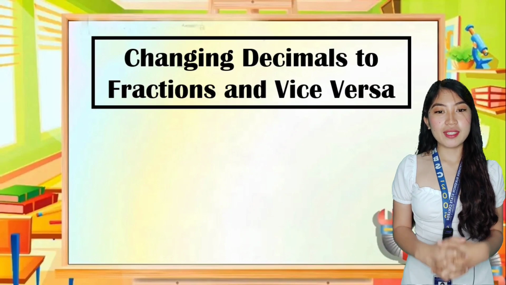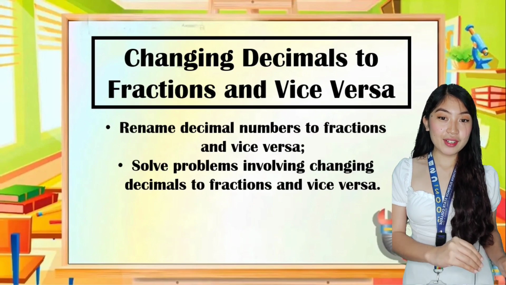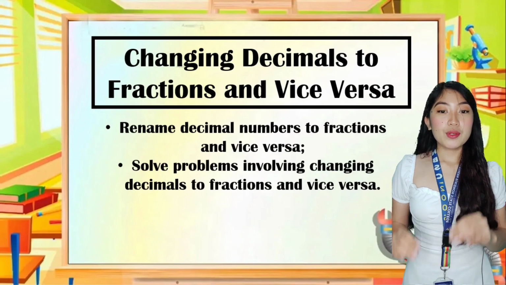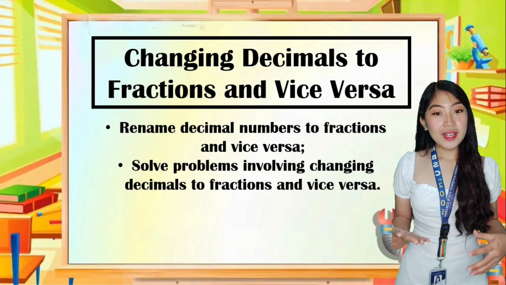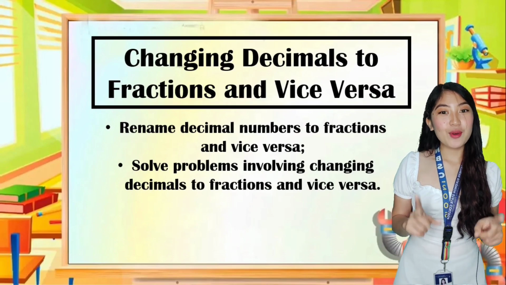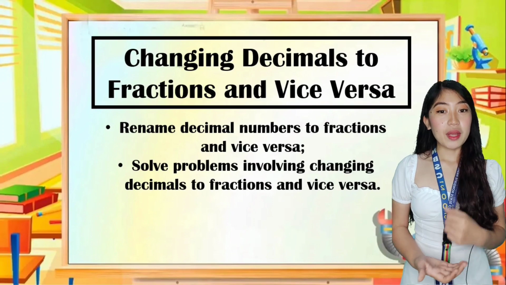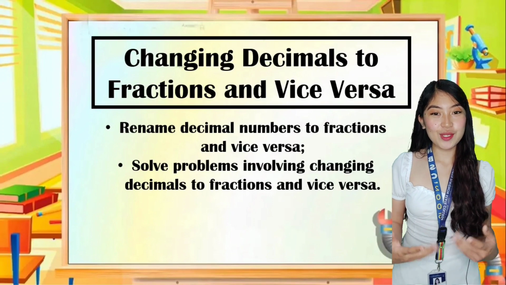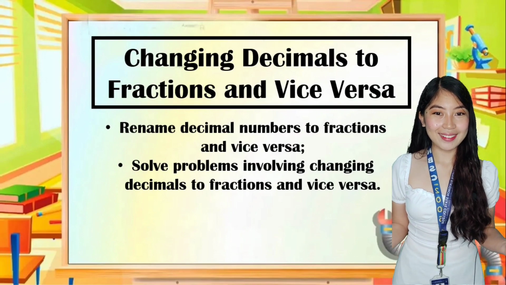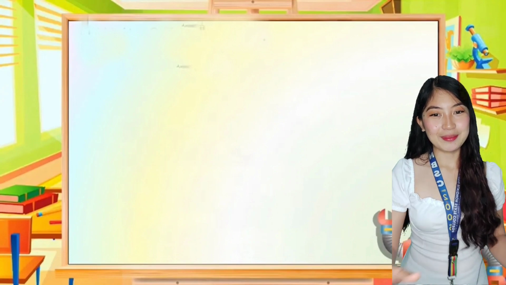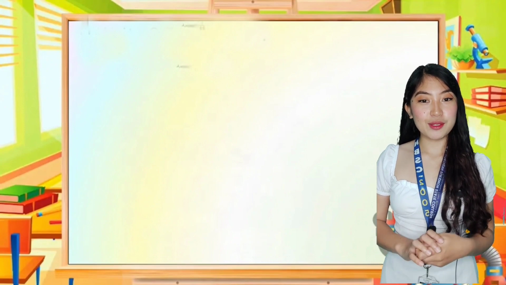So our objectives for today are, first, rename the decimal numbers to fractions and fractions to decimals. Second, solve problems involving changing decimals to fractions and fractions to decimals. Those are our objectives for today, short and simple. So before I proceed to the discussion, I want to leave a reminder. My reminder is, listen to the discussion so that we can achieve our goal for this day together. So do you get it, children? Awesome. Okay, so are you ready? Great, so let's start. Let's begin in renaming decimals to fractions.